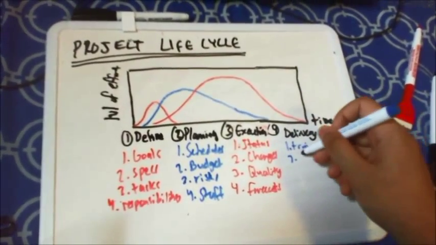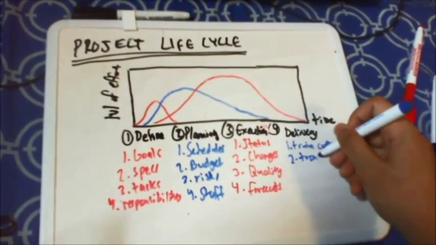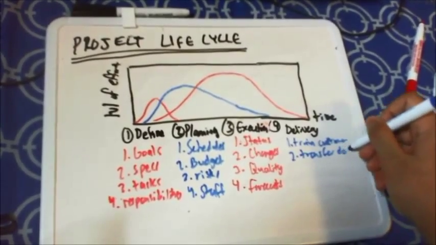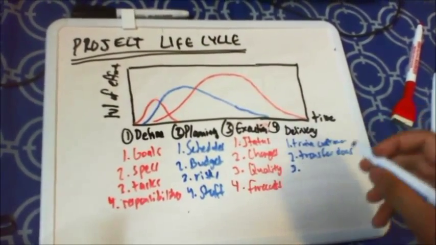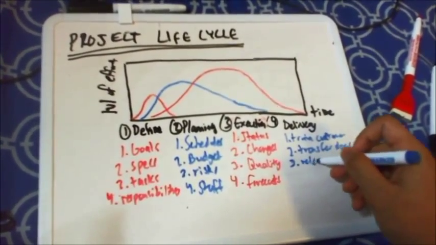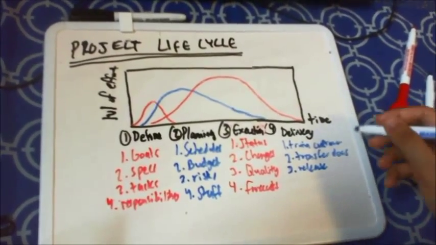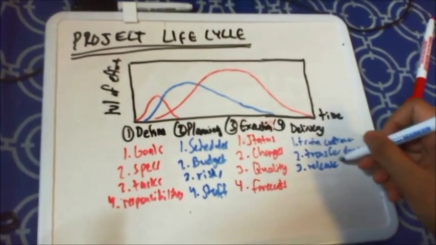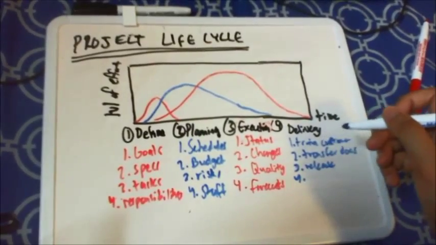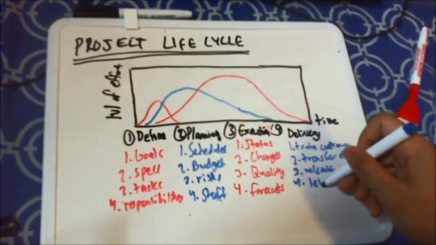We can also transfer documents for signatures, so all the nitty-gritty stuff, transfer docs. 3, we actually release the resources, so whatever the deliverables are, we give it to the client. Release. Number 4, and lastly, we reflect on the lessons learned.